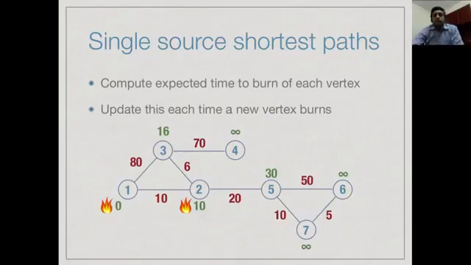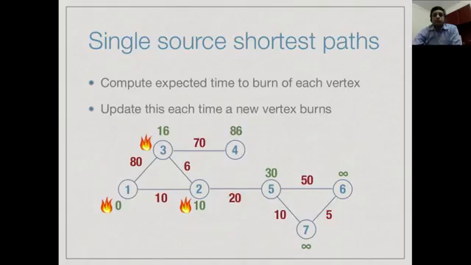So we continue in this vein. Now using the fact that among the things that are going to burn, 3 is going to burn at 16 and 5 is going to burn at 30, it's clear that 3 burns next. So we reset its status to burnt and we update its neighbor, namely 4, to 16 plus 70 is 86.